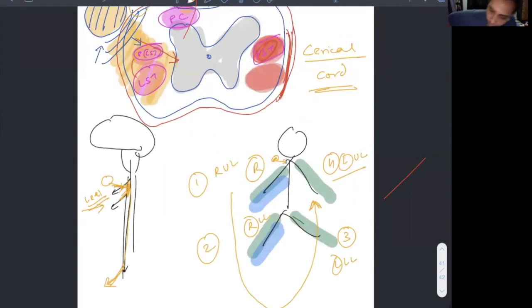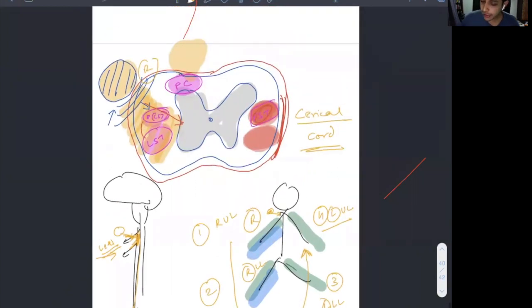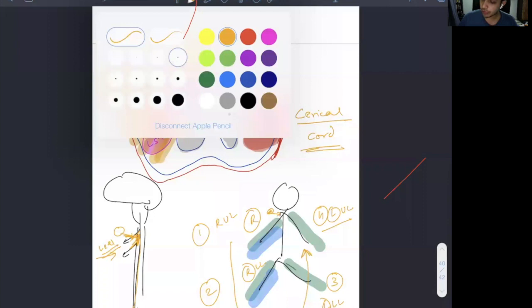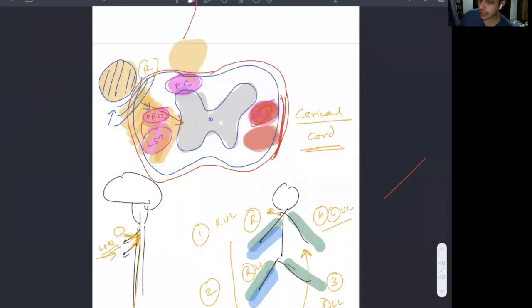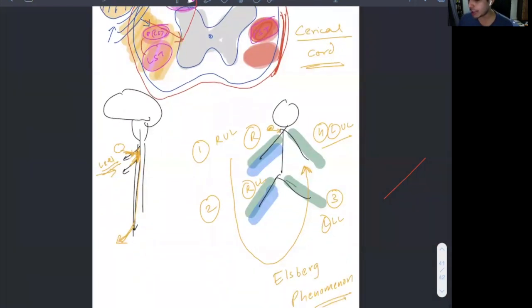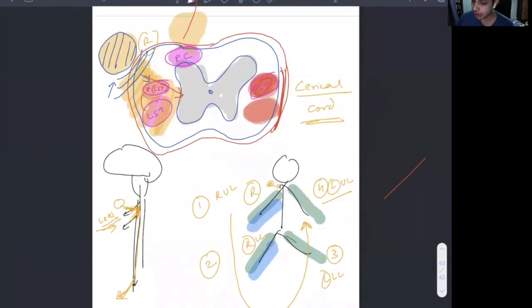Okay. So this is specifically seen if there is a lesion that is, now I have shown this as a lesion coming from the outside, but usually this Ellsberg phenomenon is classically seen if there is a lesion inside the dura, but outside the cord, which is called extramedullary. Okay.